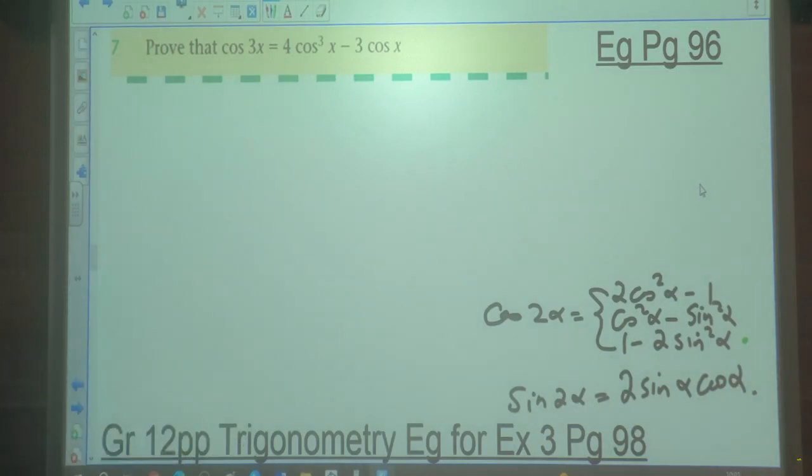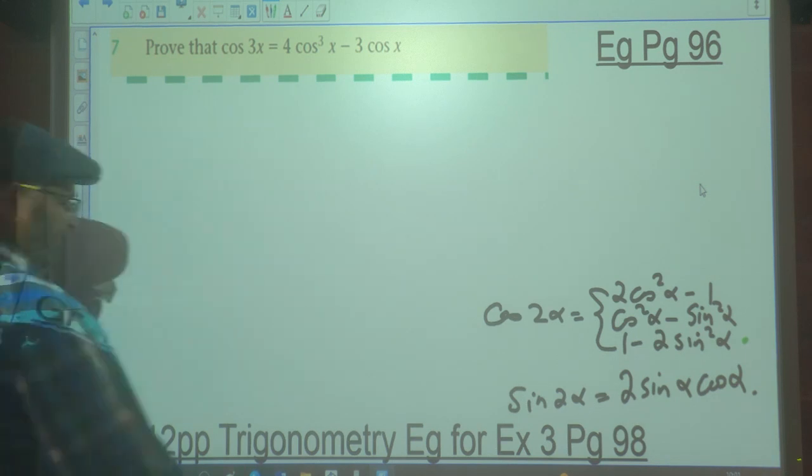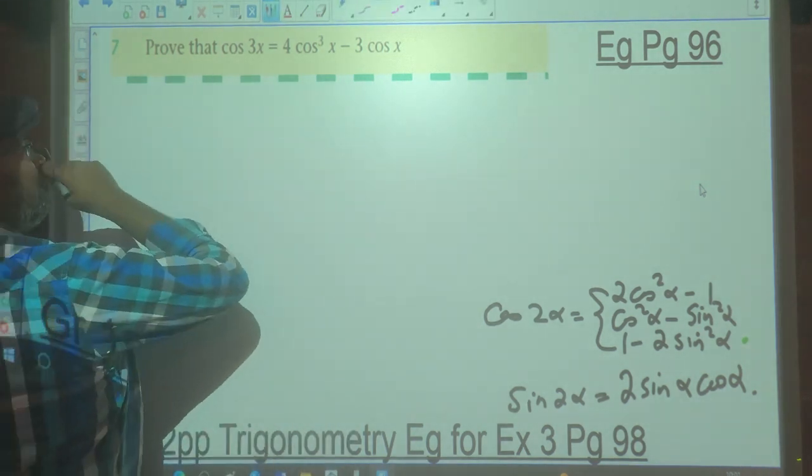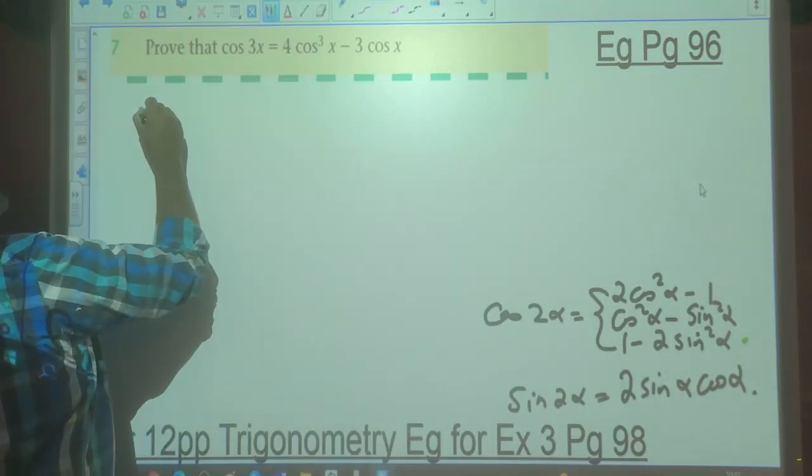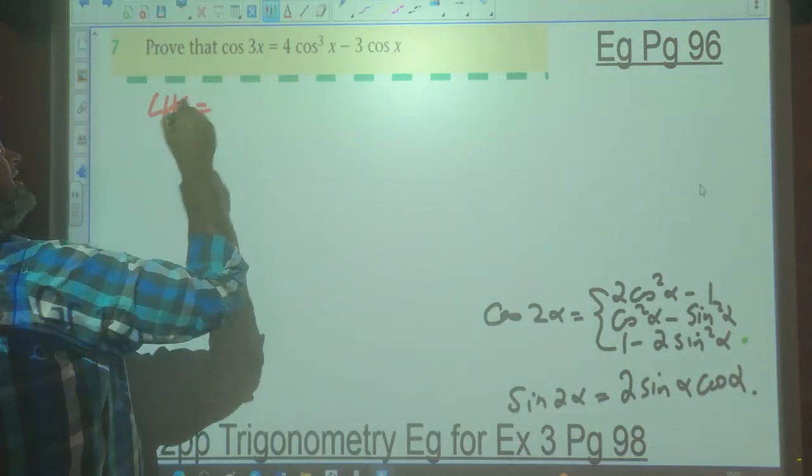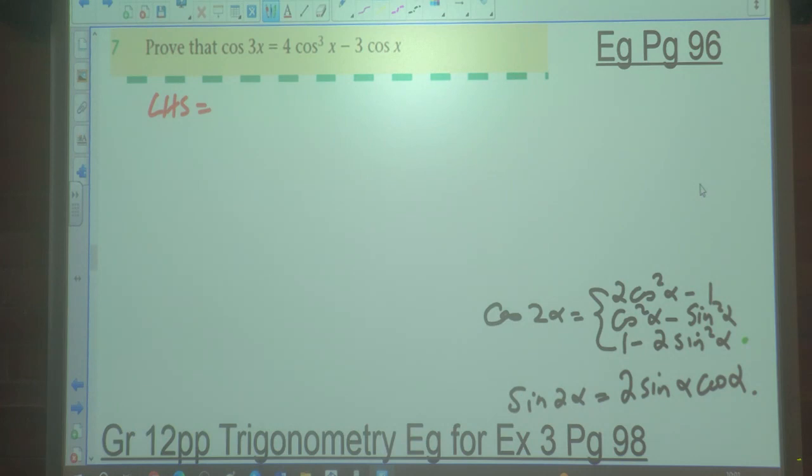Right. Last question, people. It says prove that cos of 3x is equal to 4 cos cube x minus 3 cos x. Right. What do we call this? A sum. Yes. What else? An identity. Yes. So we have a left and right hand side story here. You're not going to treat it as an equation. So I'm going with the left hand side. Why? Expansion is easier than reduction.